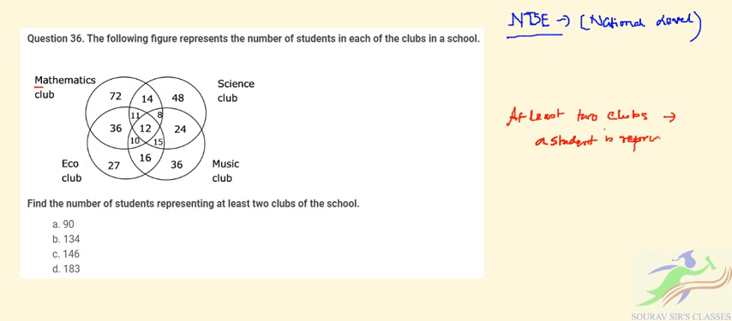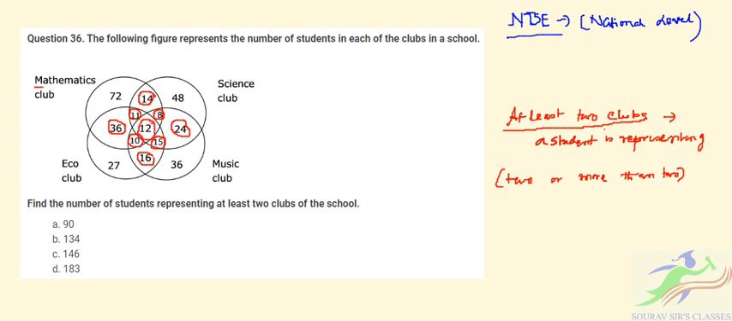In this case it is at least two, so it is 2 or more than 2, we know that. These are the numbers of students given, so we will take the regions that have at least 2 or more than 2 clubs. The first one is 36, 14, 24, 16, 11, 8, 15, 10 and 12, right?